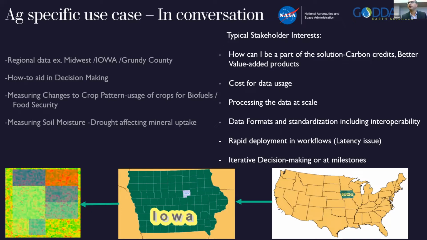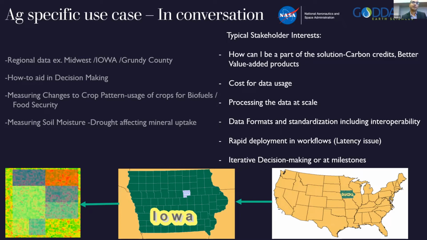So talking with some stakeholders, we've identified some of the key questions that they pose. And a good thing is that it is coming from the ground up, which means they are asking, how can I be a part of the solution? From their point of view, it could be tied to carbon credits, to receive better value-added products. But then they also have concerns about the cost. Again, the profits in farming and agriculture are usually upstream, so at the lower end there isn't much. So what would they gain, and how much cost do they have to expend for that data usage?